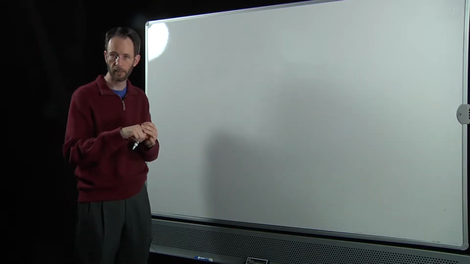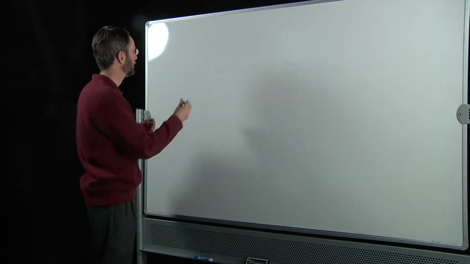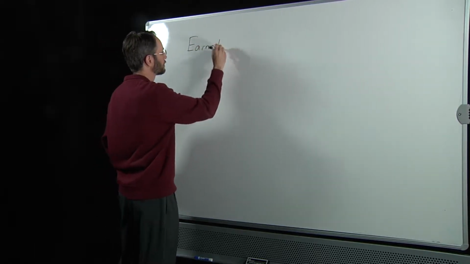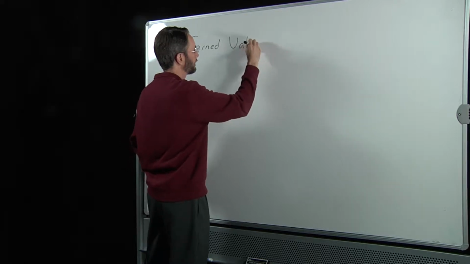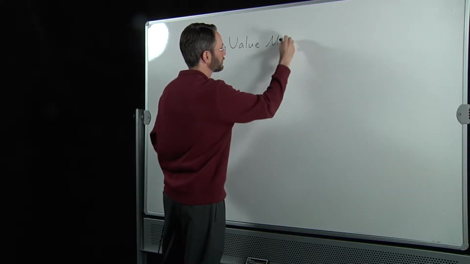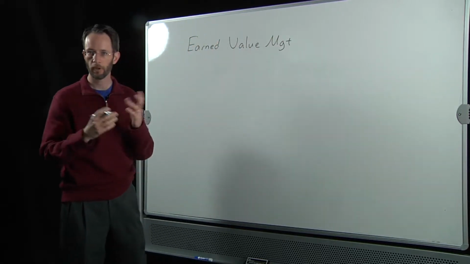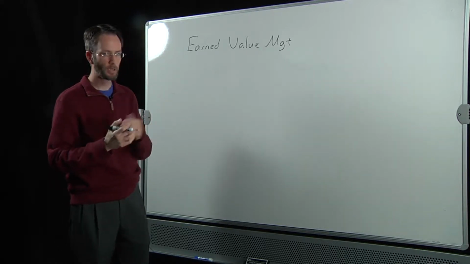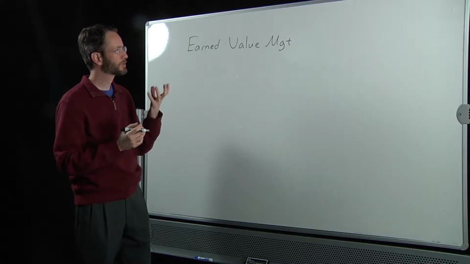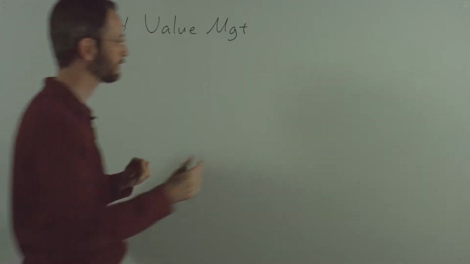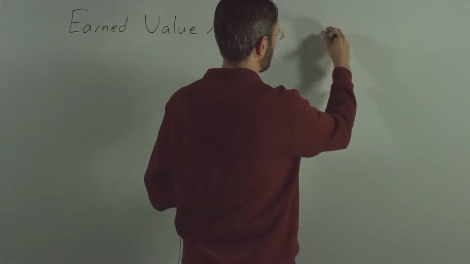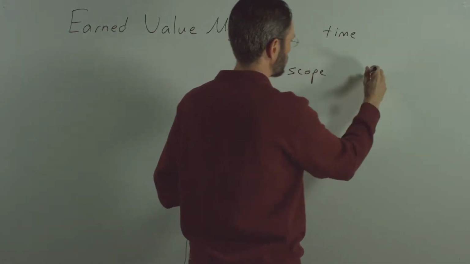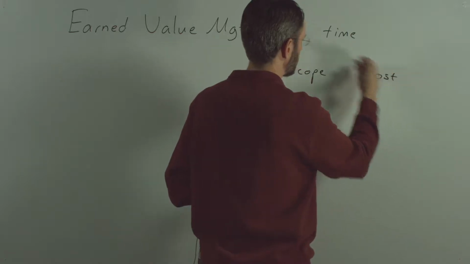The main topic for the day, and the only one we actually do in any kind of detail, is called Earned Value Management. It is one monitoring and control, or actually monitor tool that you can use in a project. Again, it helps track the triple constraint of a project. Remember, our triple constraint is time, scope, and cost.